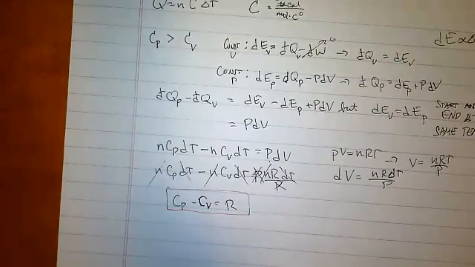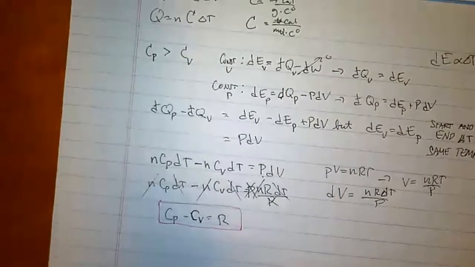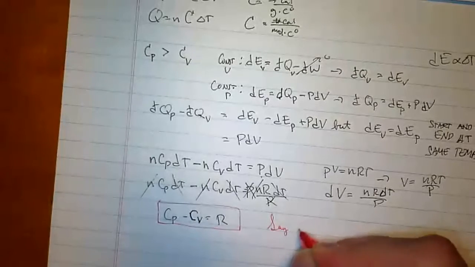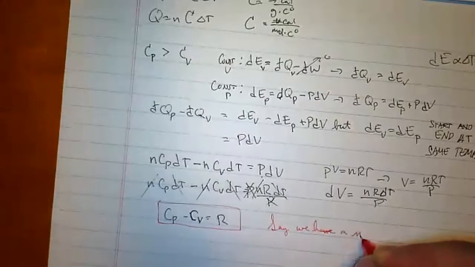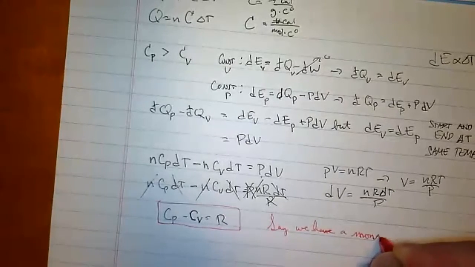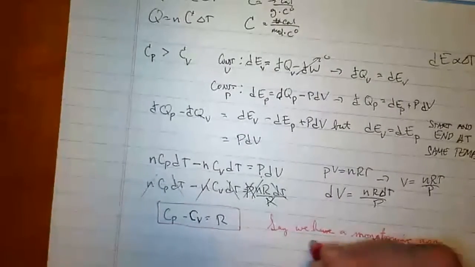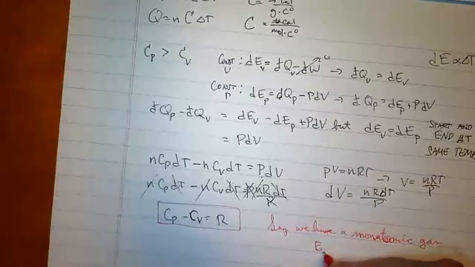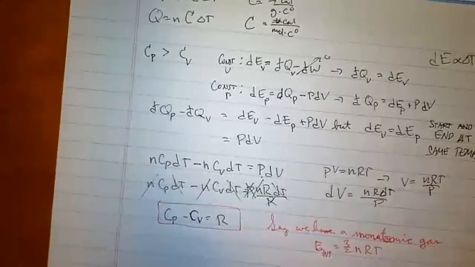Now, if you take the ideal gas for instance, for a monatomic gas, then delta E, or let's just work with the E function as opposed to the change in E function. Let's just say E internal is equal to 3/2 nRT.